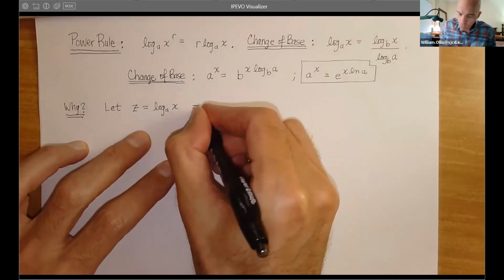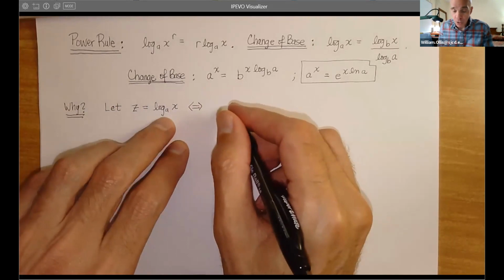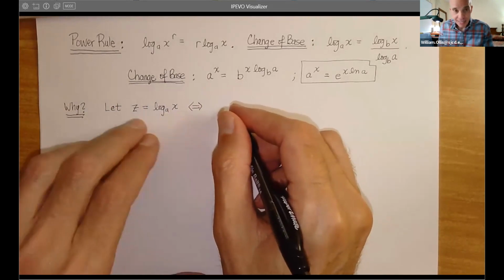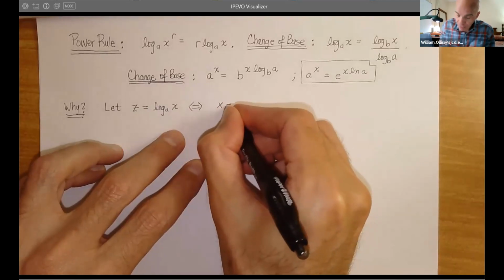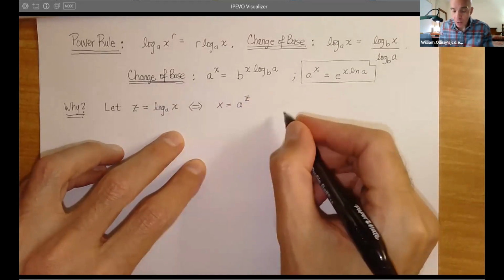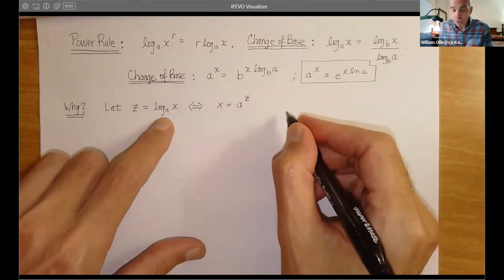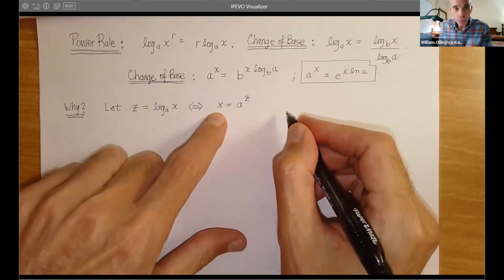So now, what's a logarithm? A logarithm is the power of the base. So the power of a that equals x is z. So we have x equals a to the z power. What's a logarithm? The power of the base. The power of a that equals x is z. a to the z equals x.